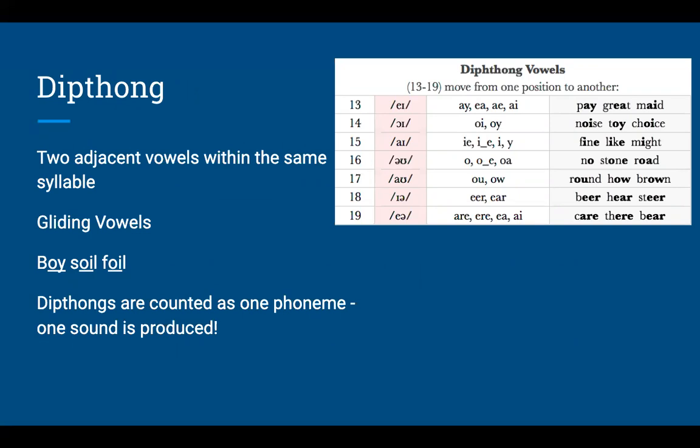Like in pay, we hear the A and the Y. In foil, we hear the O and the I sound. In boy, we hear the O and the Y sound. And in round or how, we hear the ow sound. We hear both of those vowels. So you can think of a diphthong as the vowel version of hearing both sounds. They are gliding vowels, where your mouth will move and outwardly say both of the sounds.